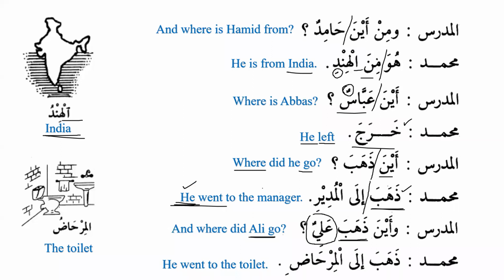So that means when the noun comes, then there is no need to translate it as he. When the noun comes, that means we are talking about the person, and the hidden he has disappeared, and the person himself has come outside. The hidden he has come outside, and now we can see over here, dhahaba aliyun, Ali left or Ali went. So wa aina dhahaba aliyun, and where did Ali go?